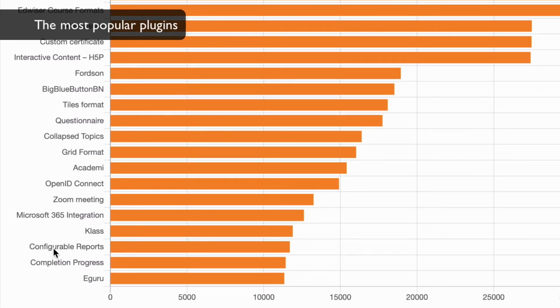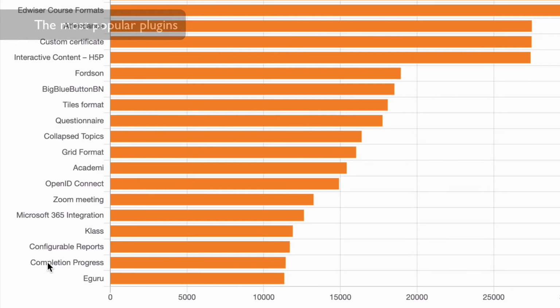And Configurable Reports is actually a reporting system that's really, really handy to use. Configurable Reports lets you create custom reports and design your own reporting out of Moodle, because Moodle doesn't have fantastic reports really, just straight out of the box. So it's a great plugin to use. Completion Progress is a clever little plugin that allows you to view the completion of students' work and where they're up to as a block.